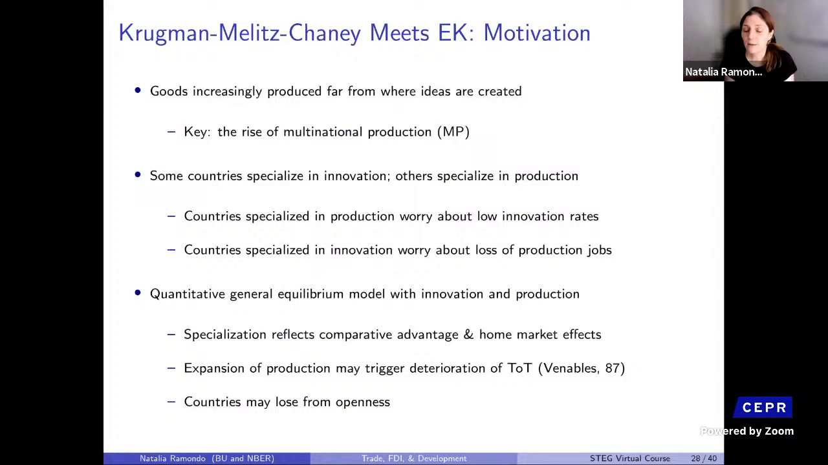And there are going to be some things that are older in the literature, for instance, in Venables in the 80s, and we can have losses from opening. So that's where the new mechanisms that we introduce in this paper come in, and some of the Ricardian model was taken from this paper.